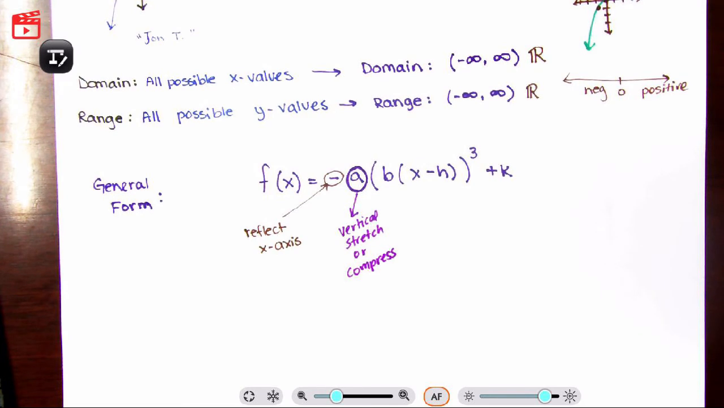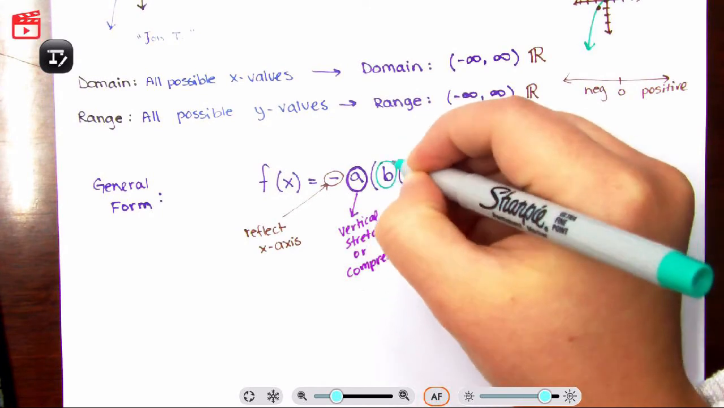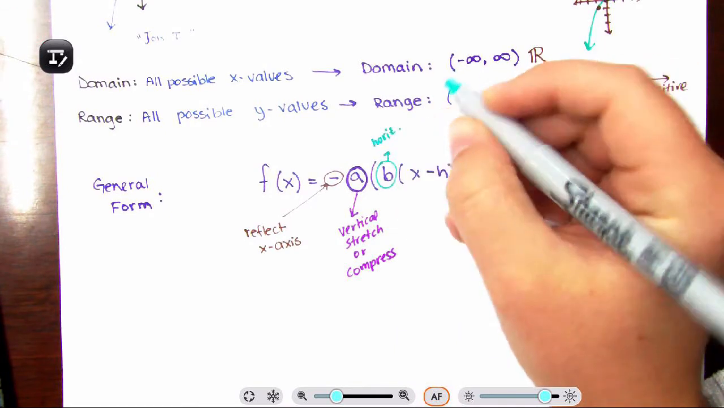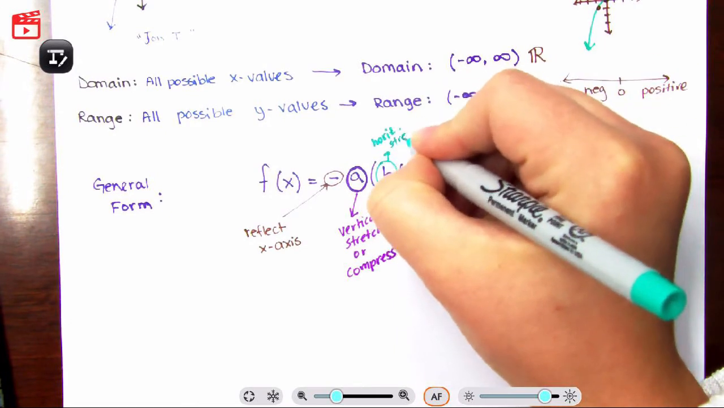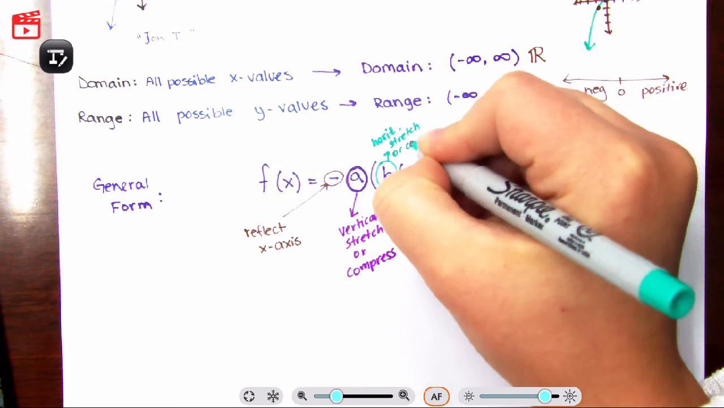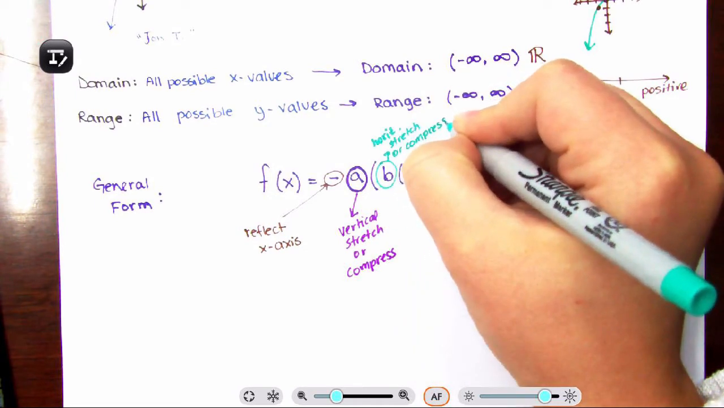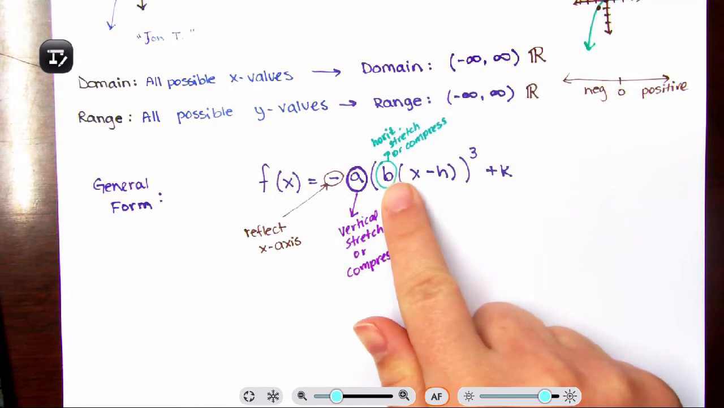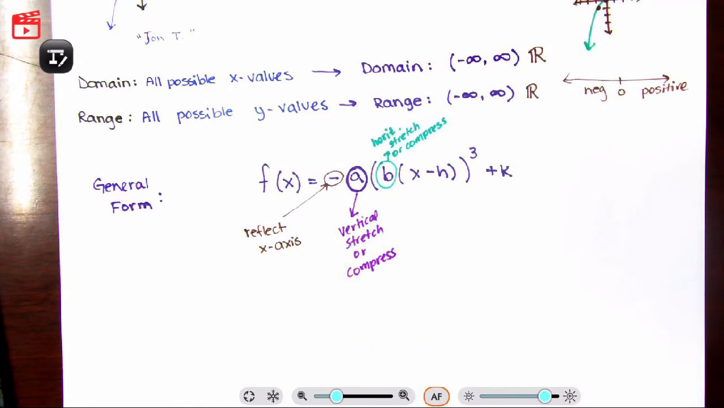Now the inside of the bubble means we have horizontal. So this one here is horizontal stretch or compression. Anything that's inside the bubble is always the opposite. So if you have a whole number for b, that means you have a compression. We're doing the opposite. If you have a fraction for b, you're doing the opposite, which means you have a stretch.